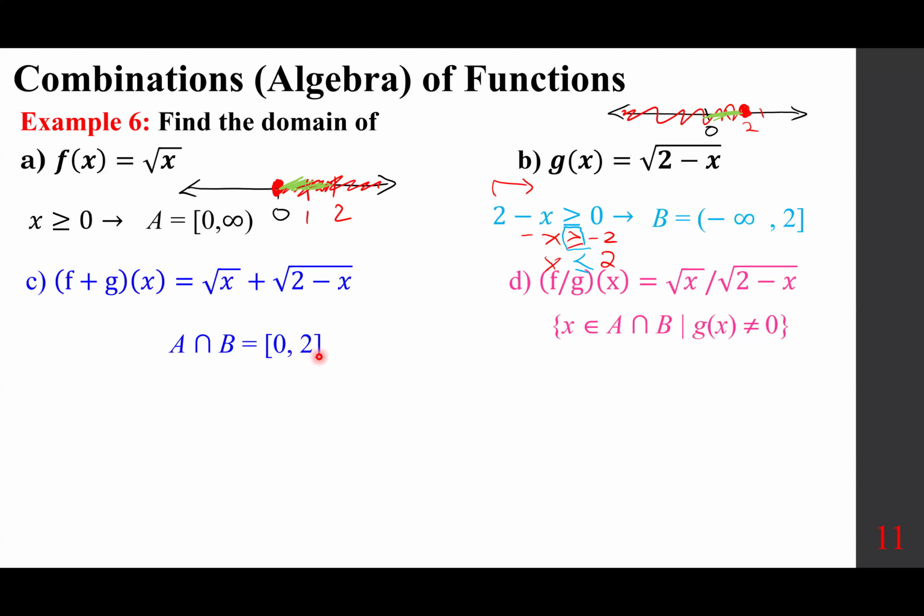2 is included here, and that's fine here. But here, 2 minus x, if you set equal to 0, becomes 2, and 2 must be excluded. How do you exclude 2? You use parentheses. So it's half closed, half open. And this has got to do with this part. When we say g of x can't be 0, that means the 2 that is included here can't be included here using parentheses.